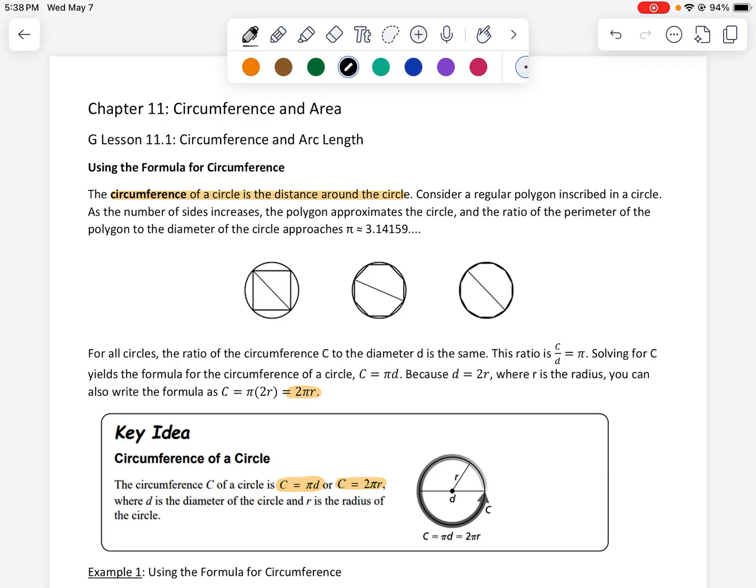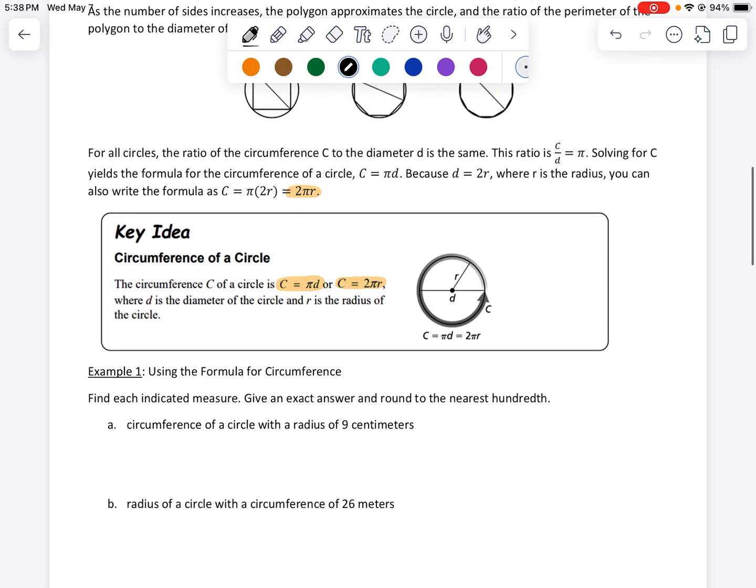And then one thing I want you to pay attention to is if I ask you for exact answers. Exact answers means no decimals. We are going to leave pi in the answer. So you're not actually going to plug it into your calculator or anything. And I'll show you what that looks like.